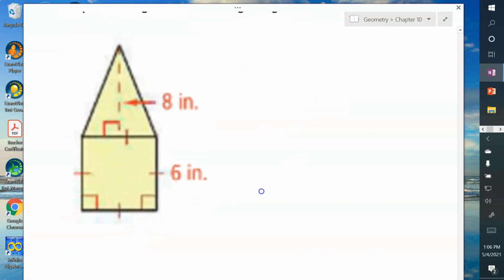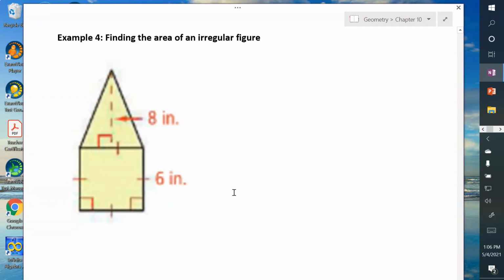The last thing I want to show you is when we try to find the area of an irregular figure. So if you look at this shape, I see two shapes. On the bottom, I see a square. I'm going to call that shape number 1. And then on the top, I see a triangle. So if I want the area of this, what I can simply do is add the area of the square to the area of the triangle. So my total area is going to be the area of the square plus the area of the triangle.